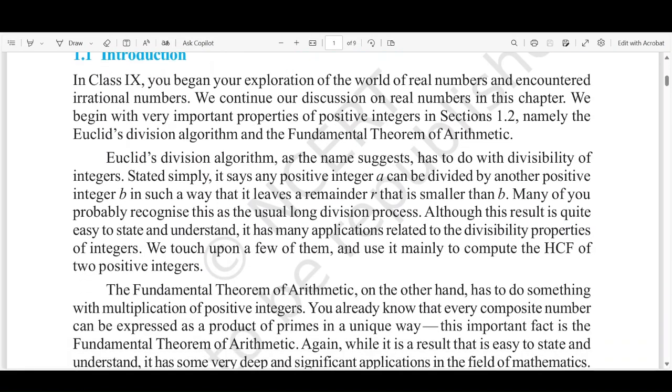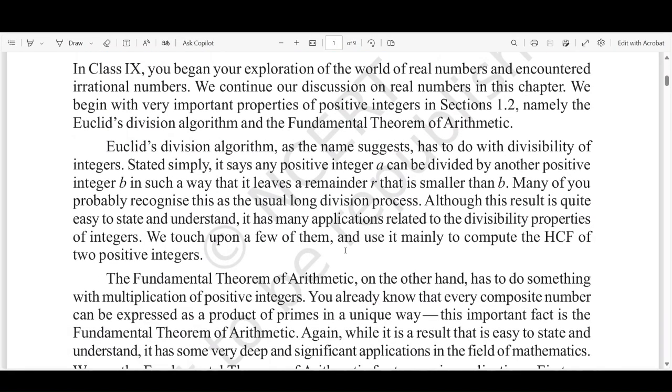Now let us discuss about the idea of Euclid's division algorithm. So this algorithm states that if you divide any positive integer by another positive integer, you will be resulted with a remainder which will be lesser than the divisor, say b.